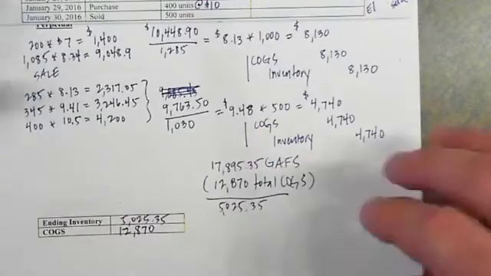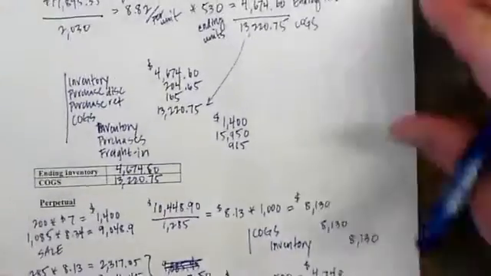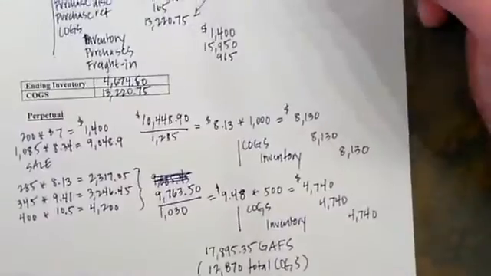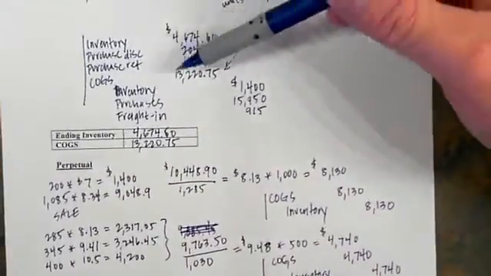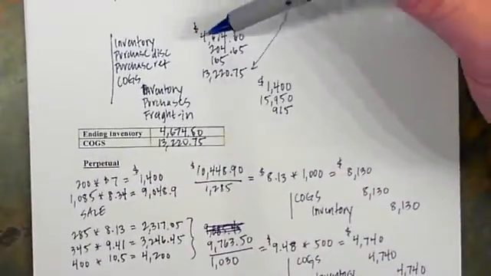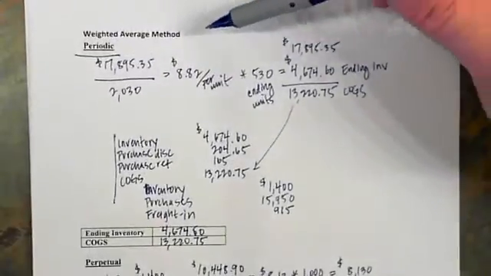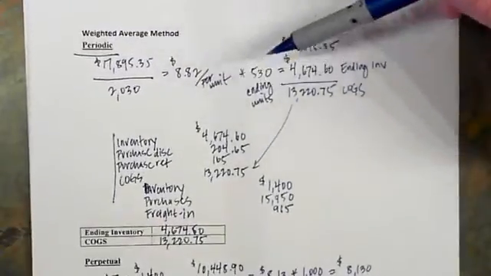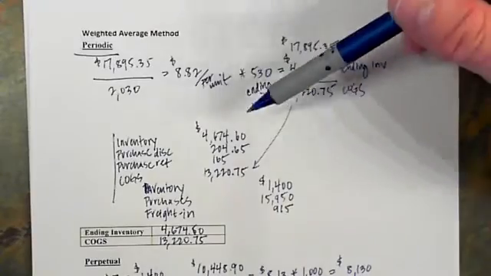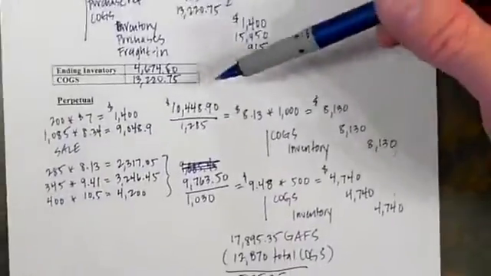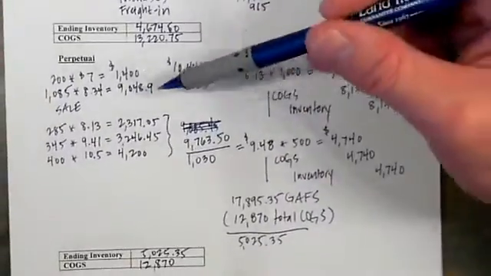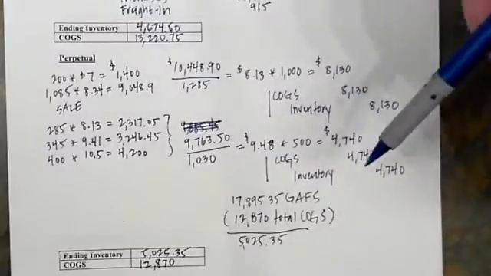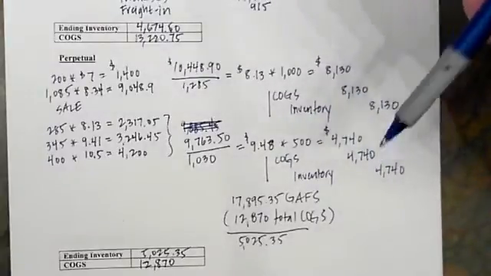Right. So that is the weighted average method. And that is the periodic entry I would make to record COGS under a weighted average method. Notice the calculation changes as well as the entry changes. And then under a perpetual method, the calculation changes, the entry becomes noticeably simpler, right?